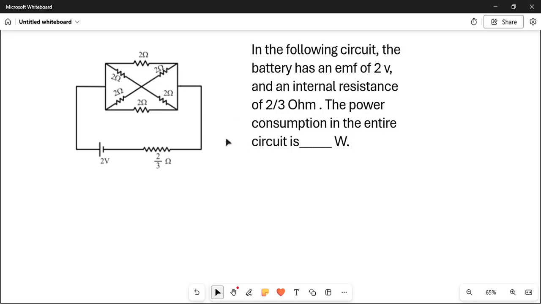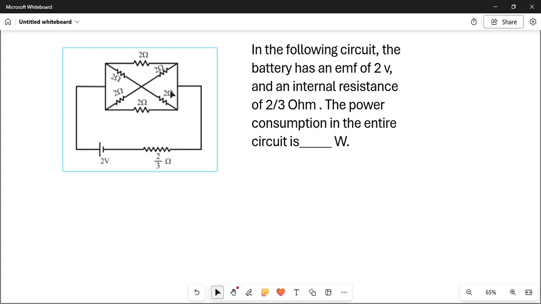Okay, this problem came in JEE Main 2024, January shift. There is a complicated circuit, and the battery has electromotive force 2 volt and internal resistance 2 by 3 ohm. The question asks for the power consumption in the entire circuit. To solve this, we have to first reduce the complexity of this problem.